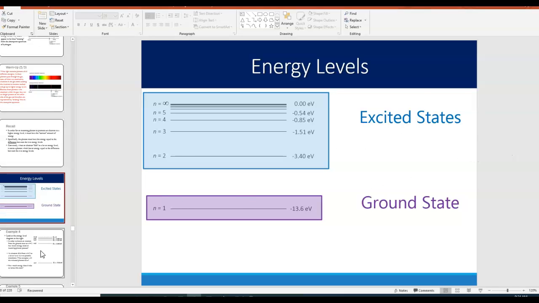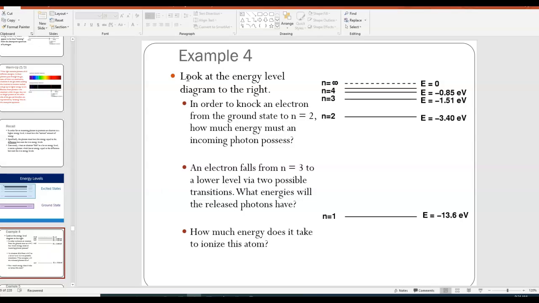So what we're going to do now is go through some basic calculations with the Bohr model of the atom. Example 4 says, look at the energy level diagram to the right. In order to knock an electron from the ground state to n equals 2, how much energy must an incoming photon possess? If the electron is sitting down here in the ground state, in order for this photon to come in and excite it and knock it up, it has to have an energy equal to the difference between these two energy levels.